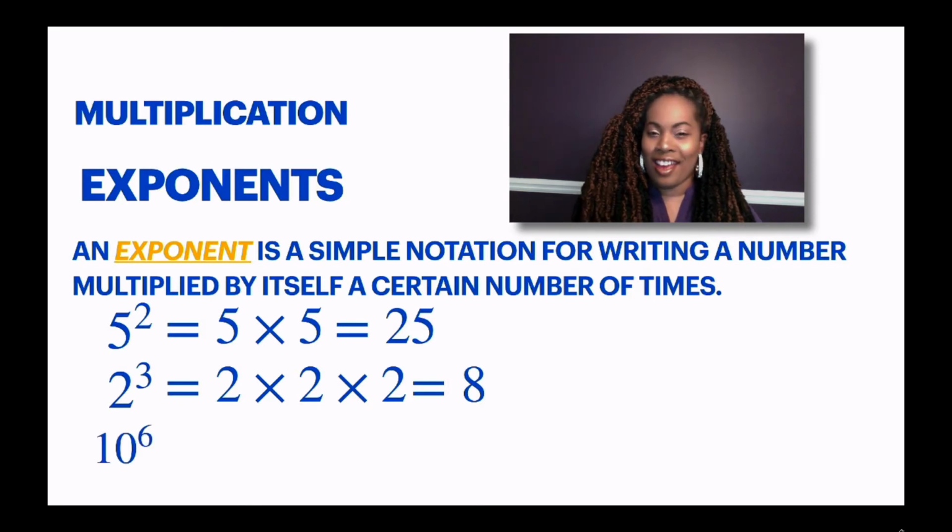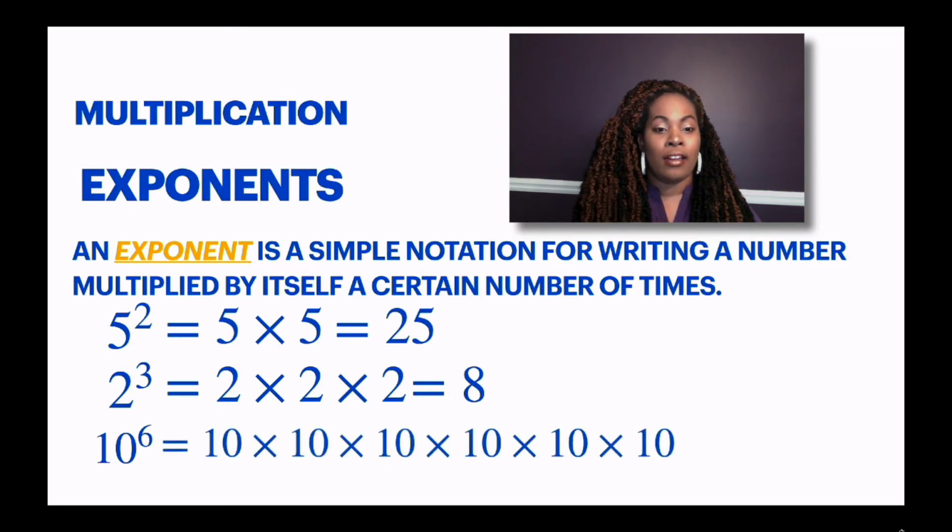Let's try another one. Now, we're going to be working with powers that have to do with the number 10. So we have 10 to the 6th power, right? So what that means is that we have 10 times 10 times 10 times 10 times 10 times 10. That's 6 times, right? So let's go through and multiply that out.